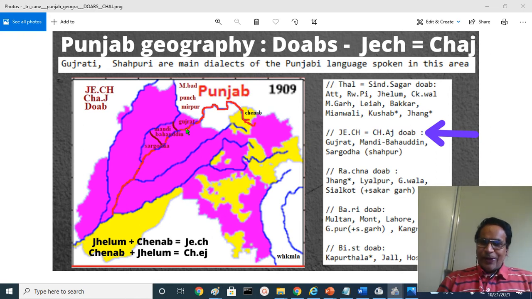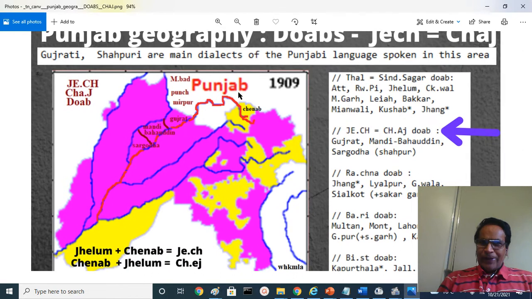This is the Jhelum River. So the land between, the interfluve between the Jhelum River and Chenab River, is called Jhelum-Chenab Jech Doab. Or if you reverse the river names, Chenab River and Jhelum River, it is called Chaj Doab or sometimes Chaz Doab, etc. And coming briefly to the Jhelum River, somewhere there is the Valley of Kashmir here.